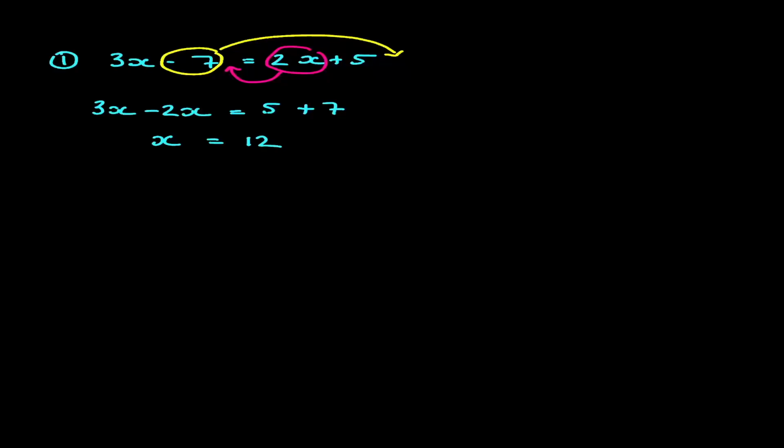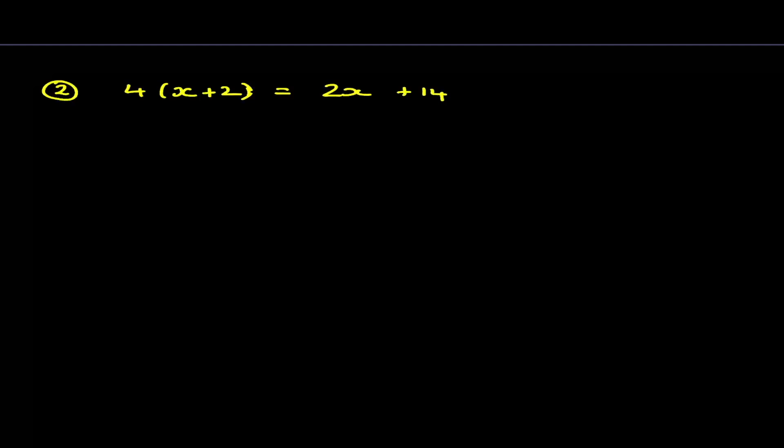So well done if you got that correct. That was question 1. Okay, let's try question 2. So we have 4 brackets x plus 2 equals 2x plus 14. So pause the video, feel free to give this a go, and then we'll check your answers.